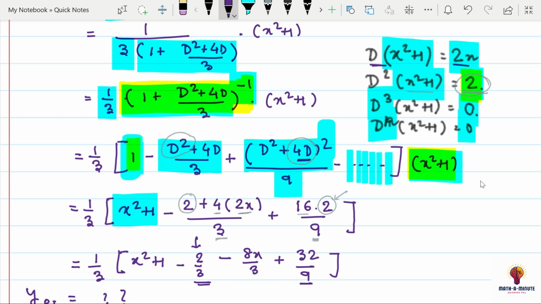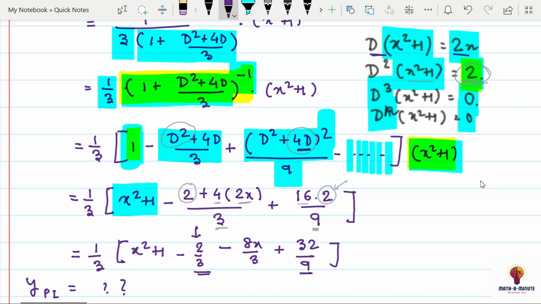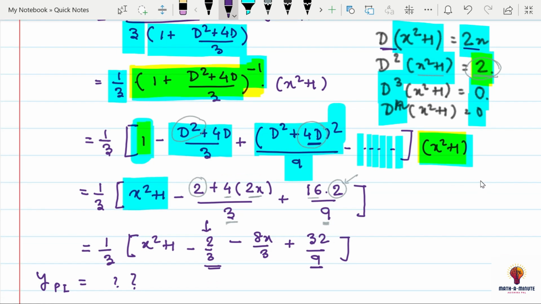So now just simplify this. You can just subtract this, minus 2/3 from 32/9, and you can easily find the particular integral. And to find the general solution, you have to add this to the complementary function.